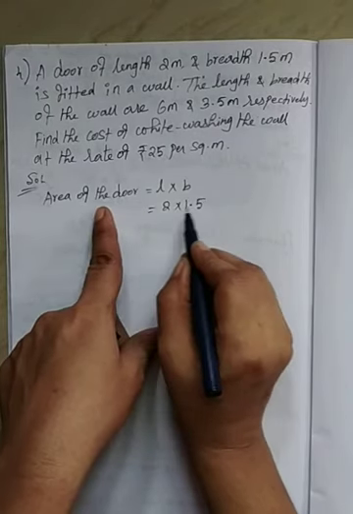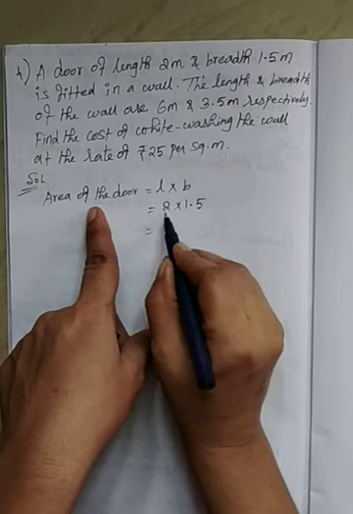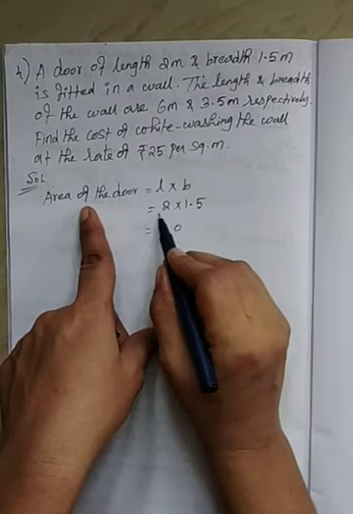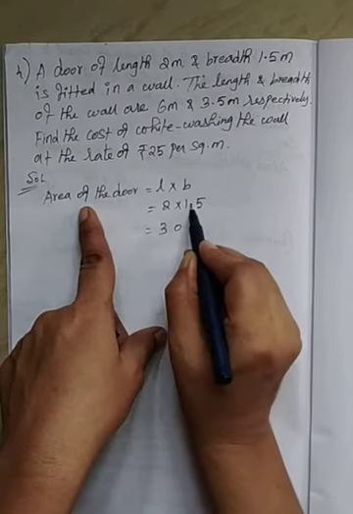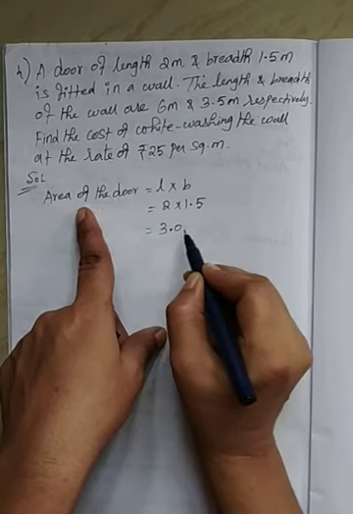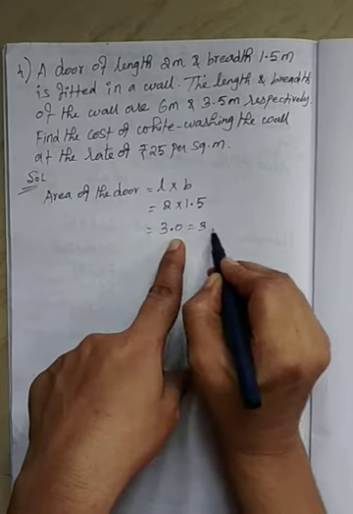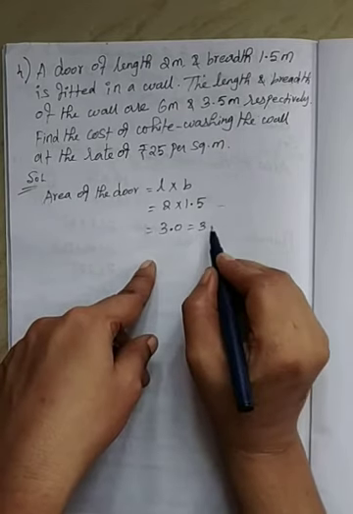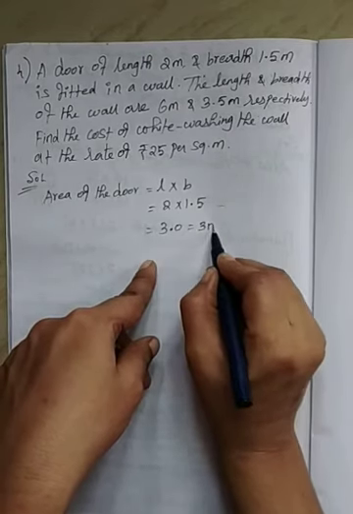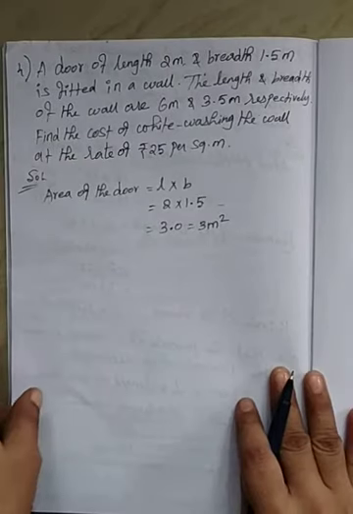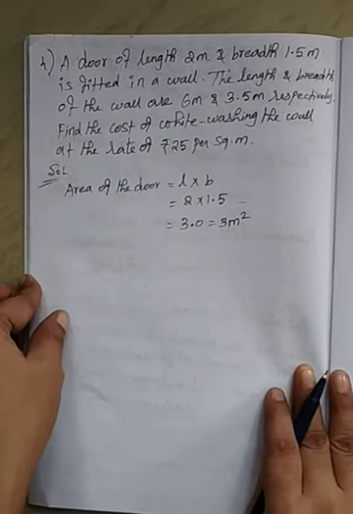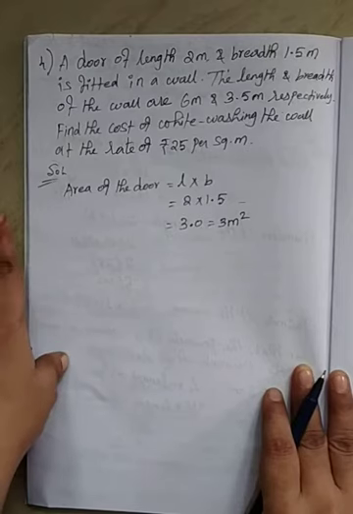See, multiplying in that one, what will you get? 5 2s are 10, remainder 1, 1 2s are 2, 2 plus 1, 3. See here 0.5 is there, so you have to put the point. So 3.0 means you can write 3 is enough for you. Both are meter, so multiplication symbol, so you have to write meter square. So area of the door is equal to 3 meter square.